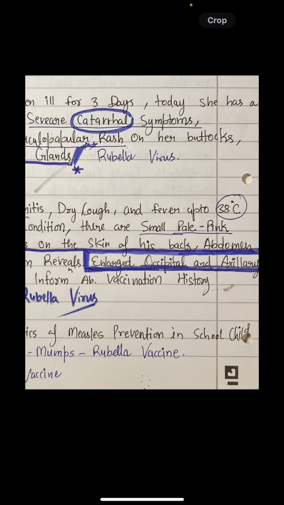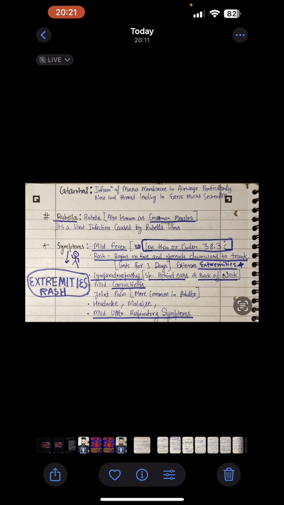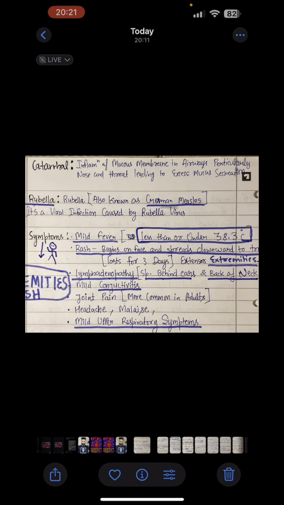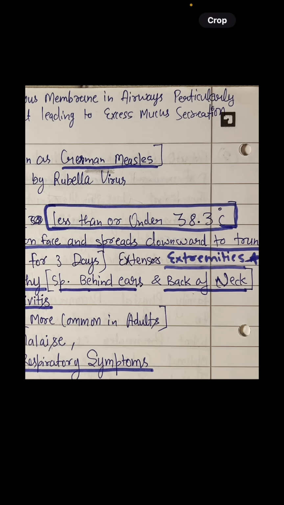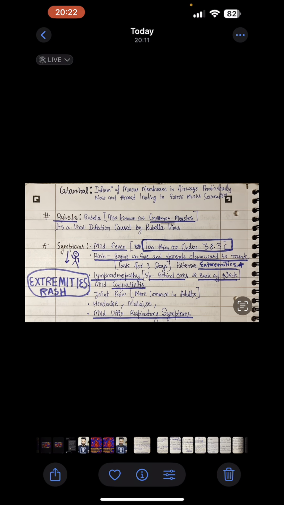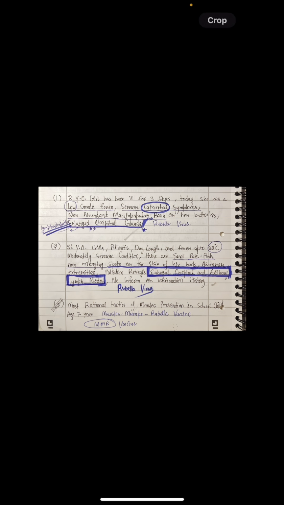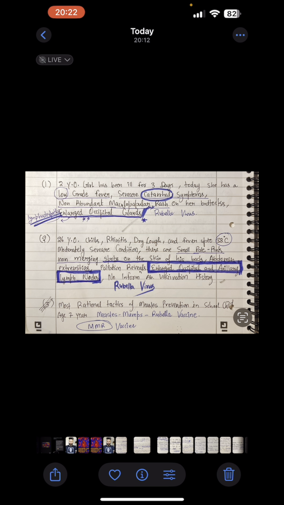Next patient also complained about enlarged occipital and axillary lymph nodes. As you can see here, the lymphadenopathy will start at the back of the neck, especially behind the ears and the back. This is a finding which is typical for the rubella virus. So you understand the complaints of the second patient as well.